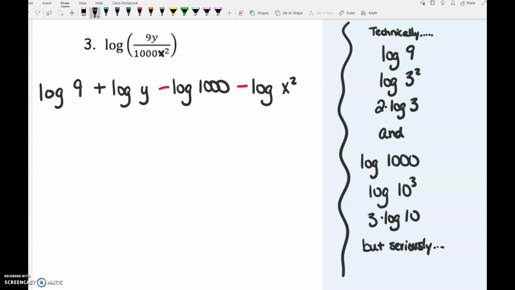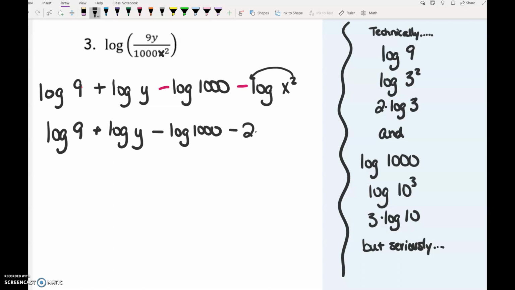Then we look for exponents. This x squared needs to move in front. So my final answer would be log of 9 plus log of y minus log of 1,000 minus 2 times the log of x. I put some extra information over here.